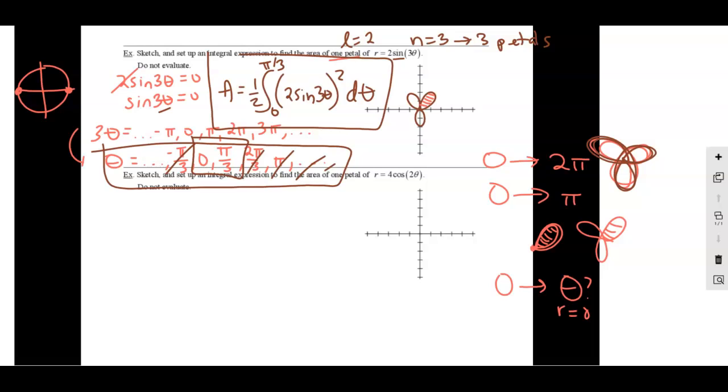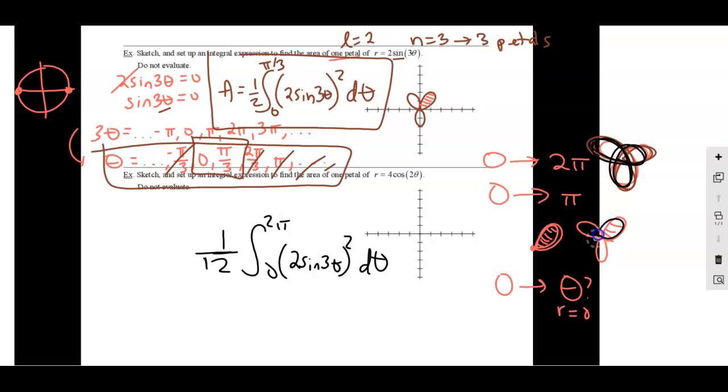There are other things you could do, right? Like if I did that integral from 0 to 2 pi, I have (2 sin 3θ) squared. Don't forget, every time you do the formula, you need the 1/2. That's from the arc length. But if I did 0 to 2 pi, we actually have 6 petals. So then you could divide it by 6. So if I put 1/12 of that integral, that would work. 1/12 of the integral from 0 to 2 pi, that would work.